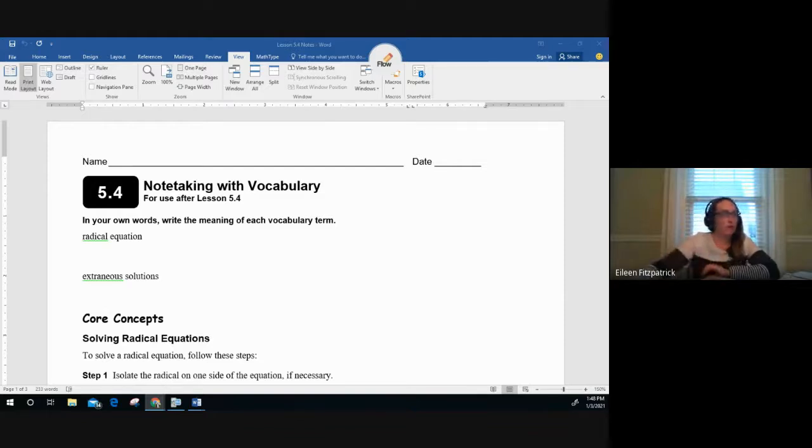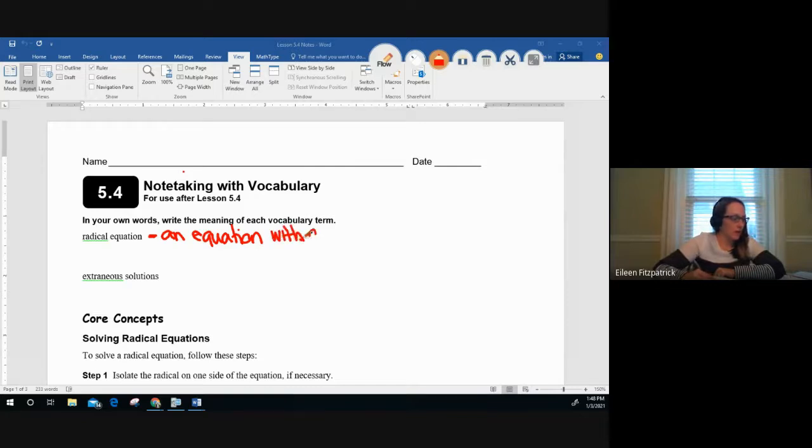So the first vocabulary term: a radical equation is simply an equation that contains a radical with variables underneath the radical. All right, so an equation with a radical that has a variable in the radicand. That's underneath the radical, okay?